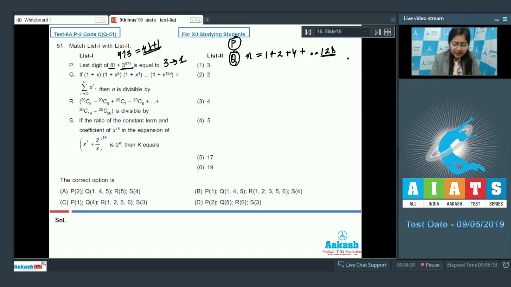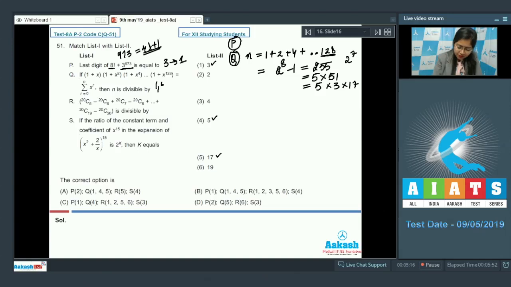We know that 128 is 2 raised to the power 7. So this is in GP with common ratio r equal to 2. So that will be equal to (2 raised to the power 8 minus 1) divided by 1. So that will be equal to 256 minus 1, that is 255. So making its factors, this will be equal to 5 multiplied with 51, that is equal to 5 multiplied with 3 multiplied with 17. So we can say that it is divisible by 3, 5 and 17, which means that option number 1, 4 and 5 are correct.